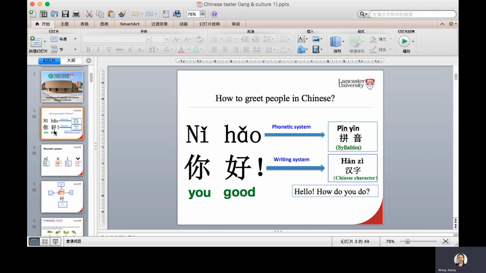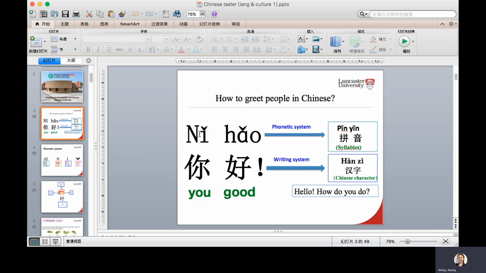Okay, so do you know how to greet people in Chinese? It's 你好, 你好. 你 means you and 好 means good or well. So 你好 basically means you're well, you're good. That's how we greet people in Chinese.